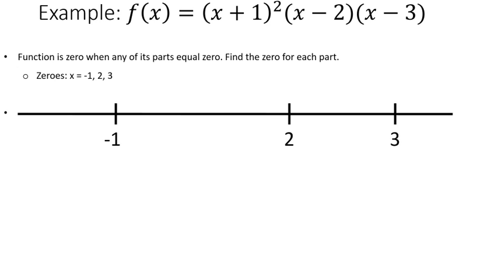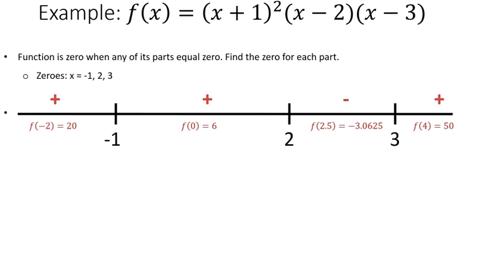Alright, now let's test the points in between them. First, let's test a point to the left of negative 1. I chose negative 2. I plugged it into my function, got a positive number. Now let's find a point in between negative 1 and 2. I used the point 0 and got a positive number as well. Now let's test a point between 2 and 3. When I plugged in 2.5, my function gave me a negative number. And lastly, let's test a point greater than 3. When I plugged in 4, I got a positive number.